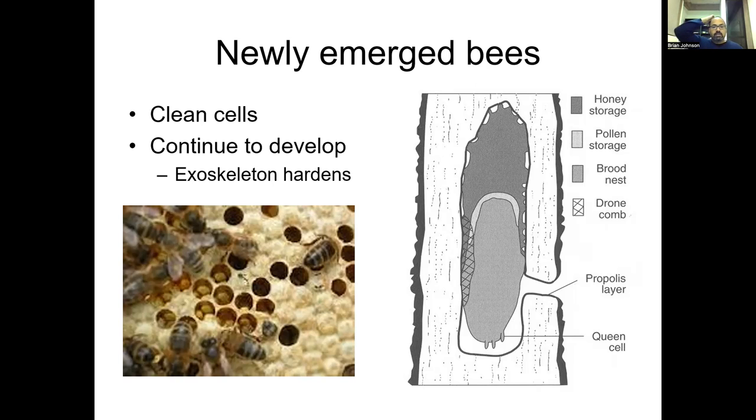So the newly emerged bees, these are the bees that are just chewing their way out of the cells. You've seen this in your hives. When they come out, they're furry, and their exoskeleton isn't hardened yet. It hardens in the first day after they emerge.